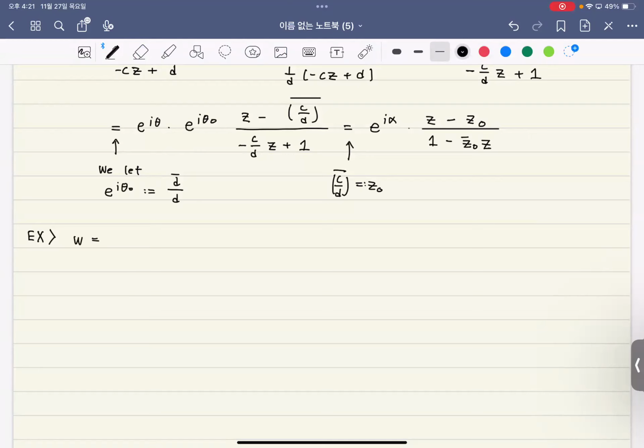Speaking of log functions, first you will need to specify the branch of your log function. But here I am choosing the principal branch of the function, with theta from 0 to 2 pi. So this actually maps every non-zero complex number to the infinite horizontal strip that lies between 0 and 2 pi.